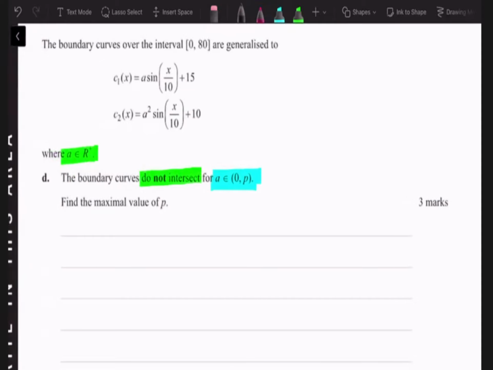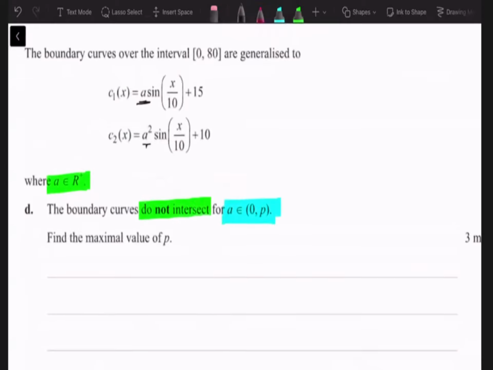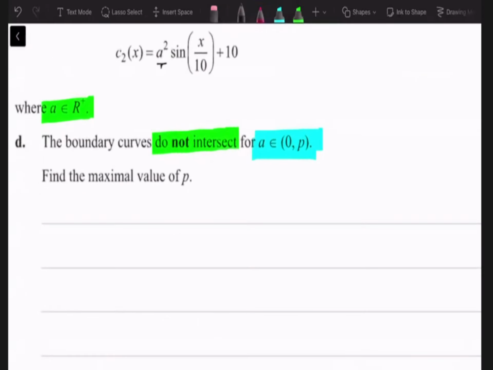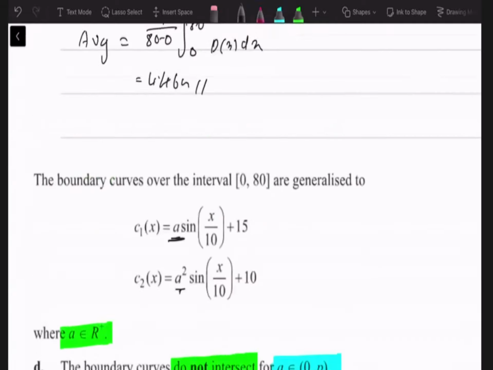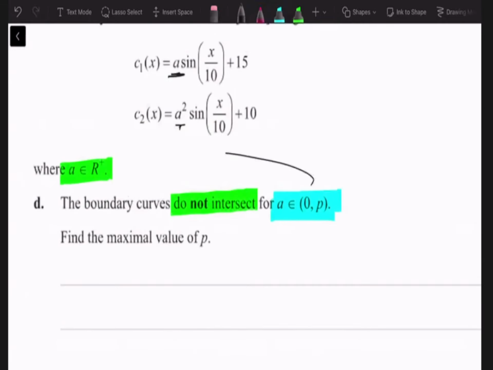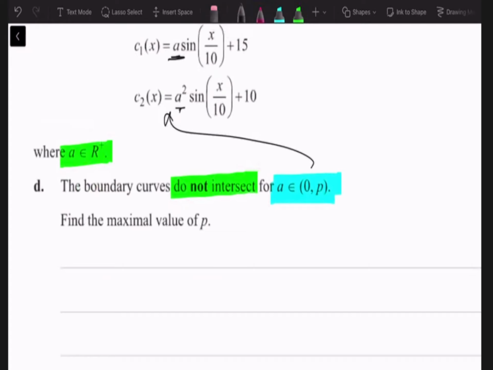So now we have the boundary curves, but they've replaced part of it with a polynomial. So find the maximum value of p for which the curves don't intersect. So p is a range of a values. So what they're asking is what's the maximum value of a for which the curves don't intersect. So if they're going to intersect, we usually equate them. So we'll start like that. So a sine x on 10 plus 15 equals a squared sine x on 10 plus 10.